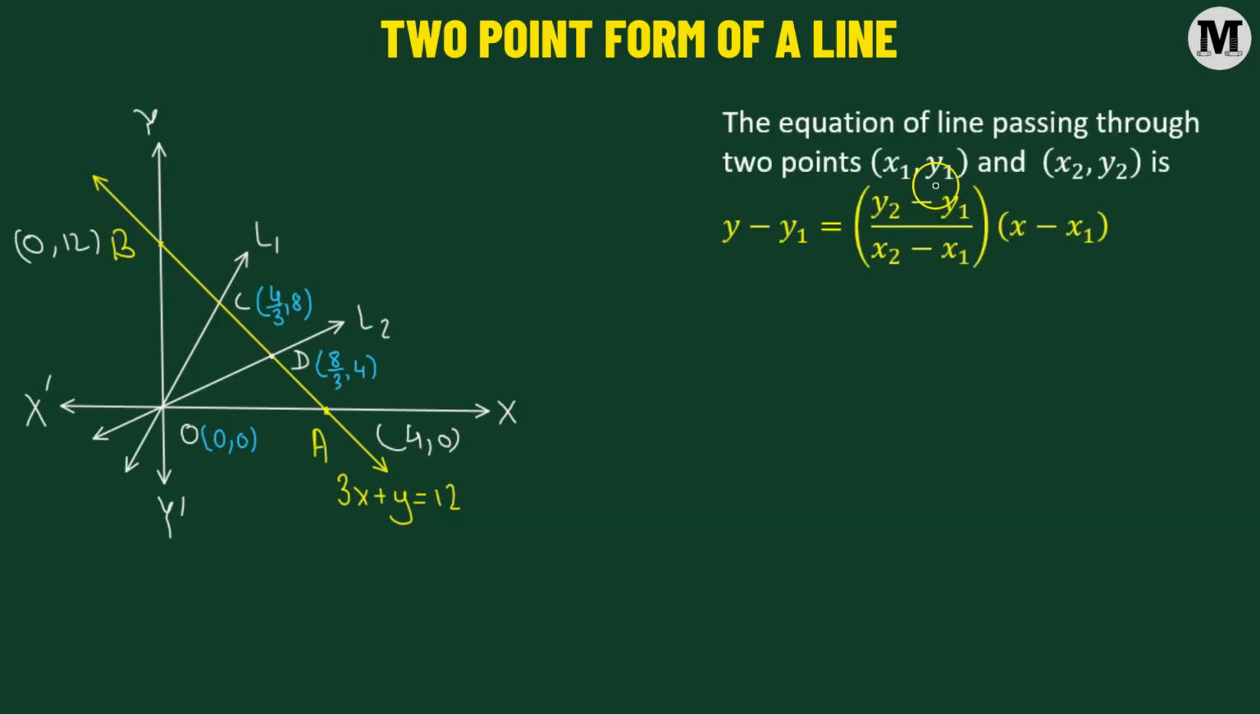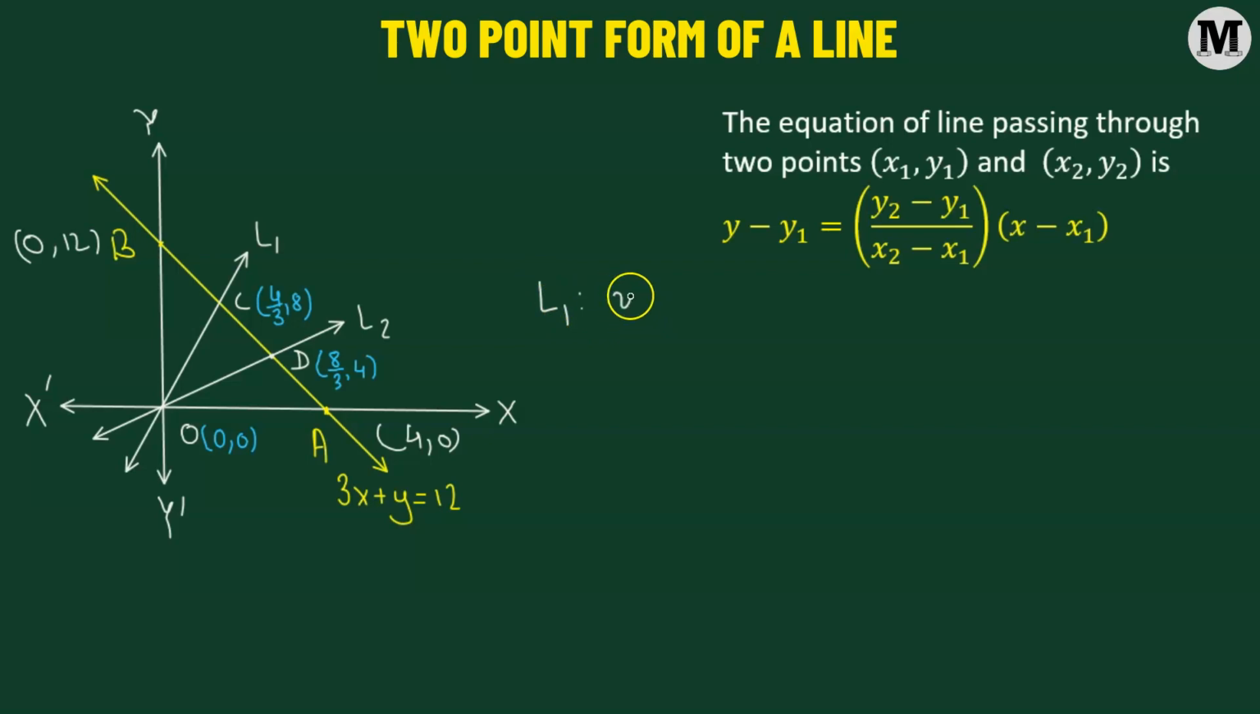Let's say we have a line that passes through 2 points, x1, y1 and x2, y2. Then this equation is going to be given by y minus y1 equals to the ratio of the difference of the y coordinates to the difference of the x coordinates, whole multiplied to x minus x1. Okay, so we will use this particular 2-point form to find out the equation of line L1.